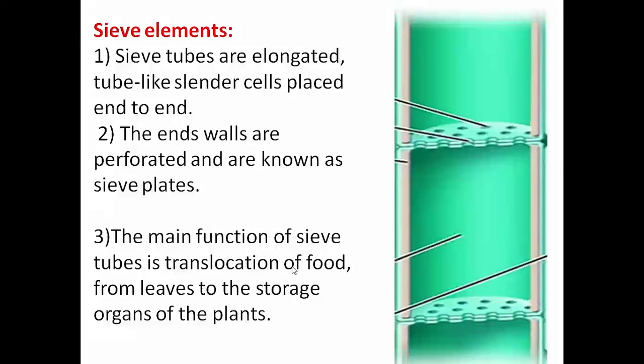The main function of sieve tubes is translocation of food. They transport food from leaves to the storage organs of the plants. Leaves produce food material. From the leaves, the sieve elements transport the food to the storage organs. A storage organ may be a fruit, a seed, or a potato-like tuber.